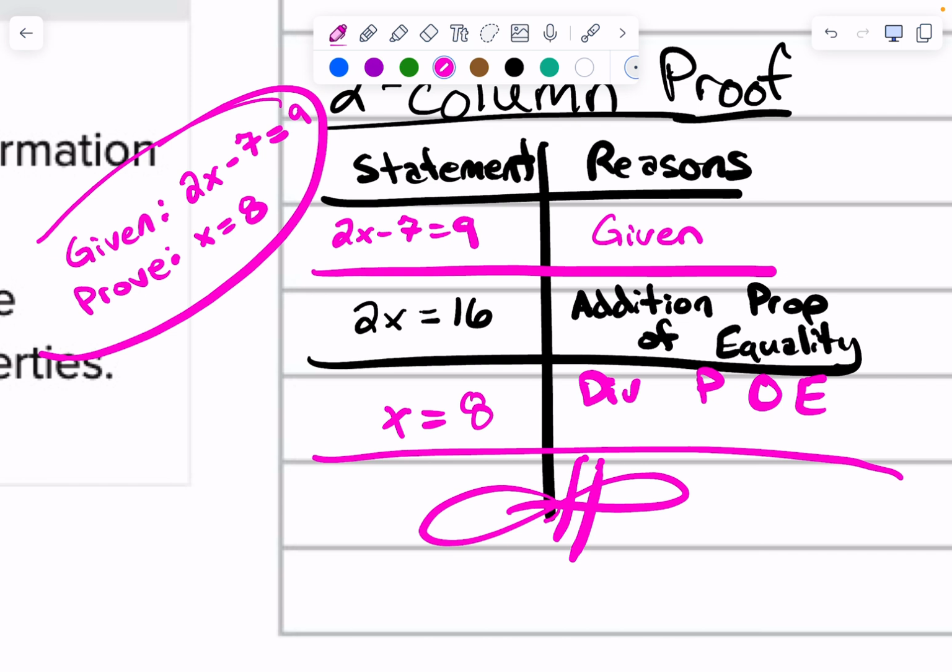You guys have done that before. You've sat down and tried to do some problem solving, right? This is just showing that problem solving with a 2-column style, right? This is a 2-column proof, okay? Got it? And this was an algebra proof. Those are much easier than geometry proofs.